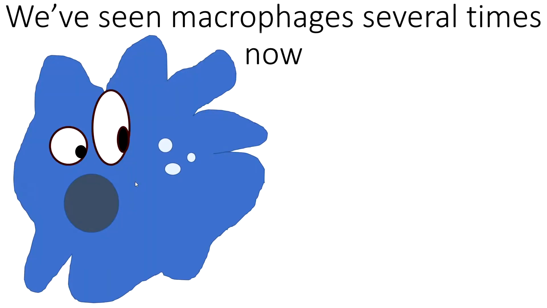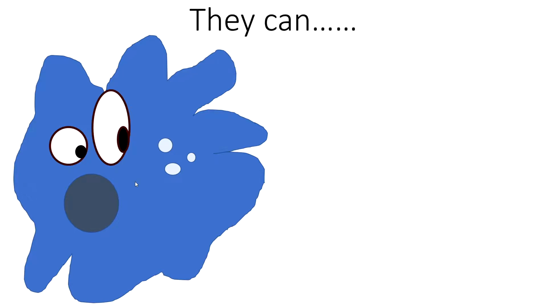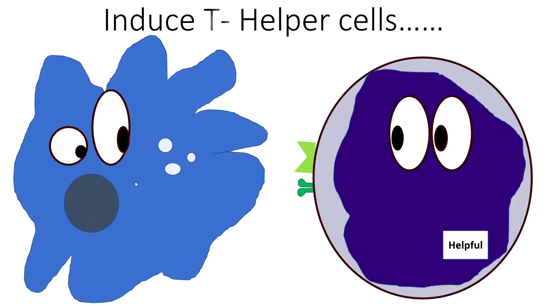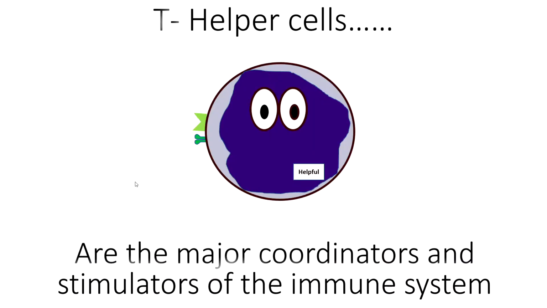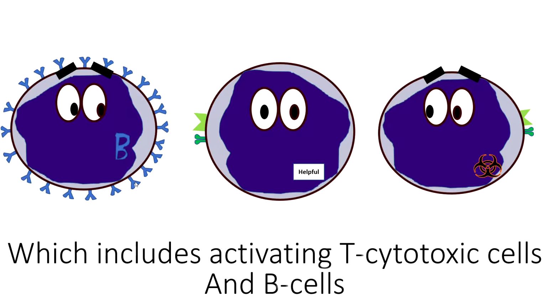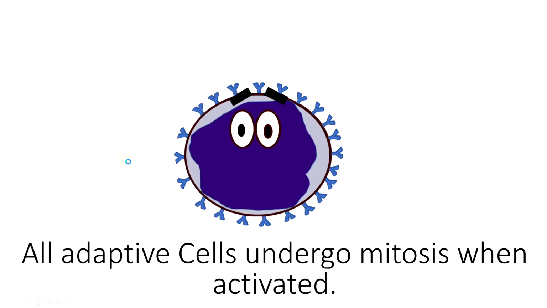We've seen macrophages several times now, so we probably should discuss what these things do. They do a lot of things. They can induce a fever, induce inflammation, and induce T helper cells. And T helper cells are the major coordinators and stimulators of the immune system. Activating them is the major way to start up the adaptive immunity process, which includes activating T cytotoxic cells and B cells. All these cells can adapt specifically to a part of the virus, aka an antigen, and hunt it down. That's why it is adaptive.